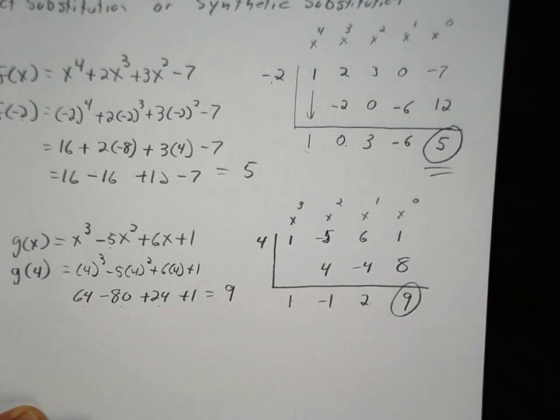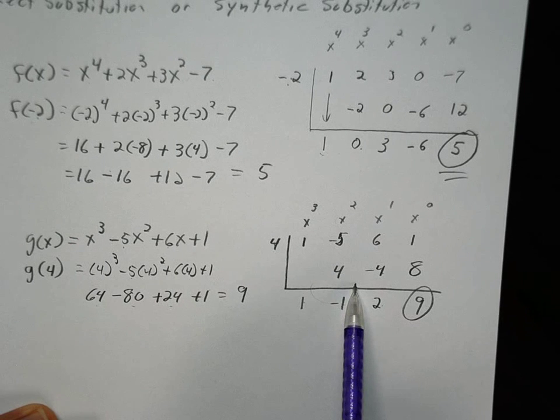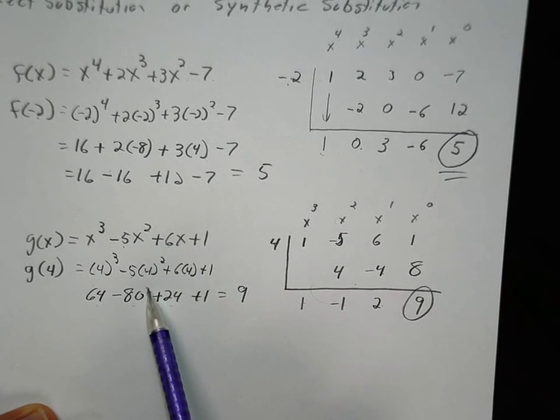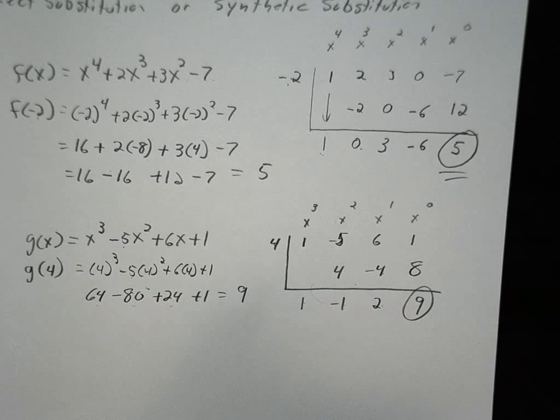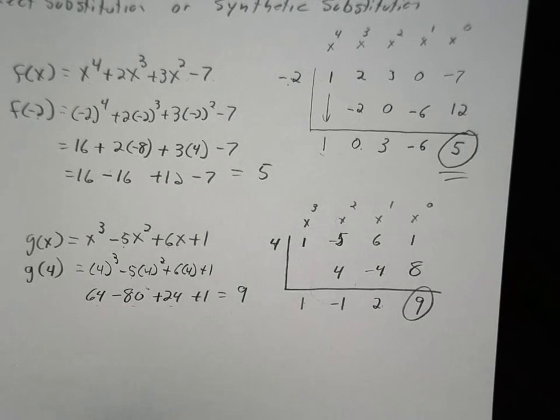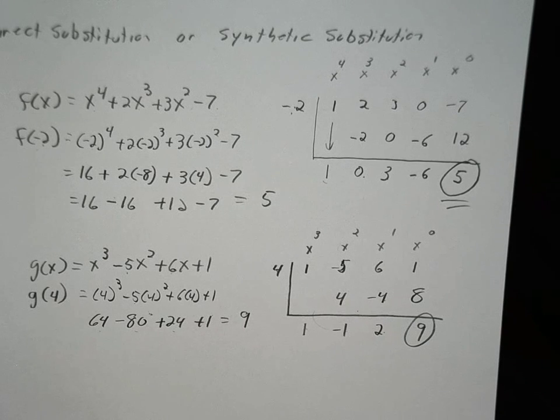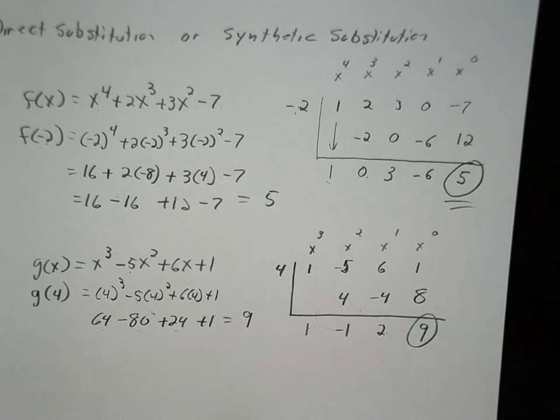9 is my answer. Now, which math was easier? The multiplication and addition here was much easier than this process, so that's where it comes in a little bit handy. It's also going to come in handy in later sections when we do some synthetic division. So that is the first part of section 5.2. The second video is going to be on graphing.